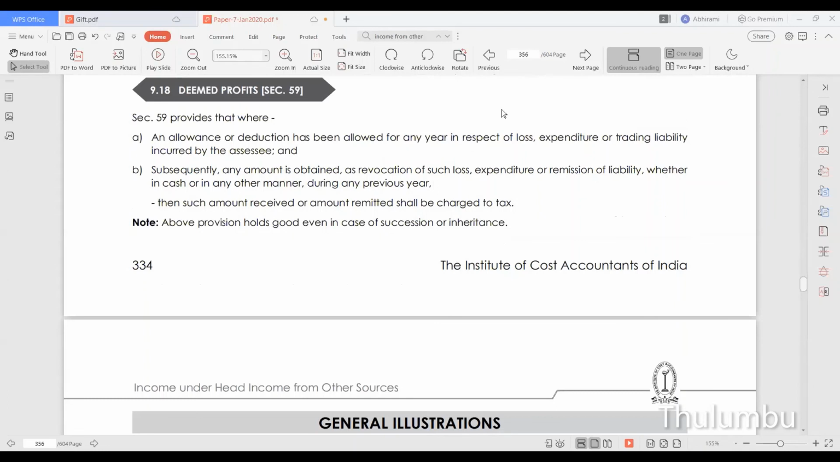So next is deemed profit. Deemed profit is, as already said, say for an example, I wrote off an amount from a debtor saying it will not come, and closed everything. Subsequently, if I receive that amount, it is called deemed profit. So any expense, allowance, deduction or expenditure incurred, and subsequently the amount is obtained after I closed it, is called deemed profit.